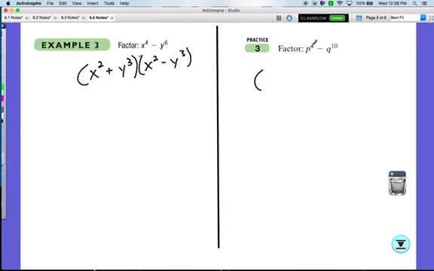Since 4 is your exponent, you can divide it by 2. It becomes p squared. 10 is even, divided by 2 is 5, so p squared plus q to the 5th, and then p squared minus q to the 5th. There you go.